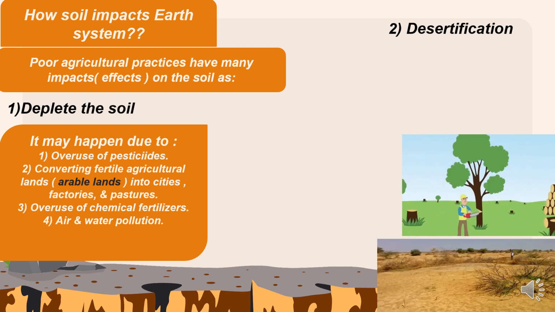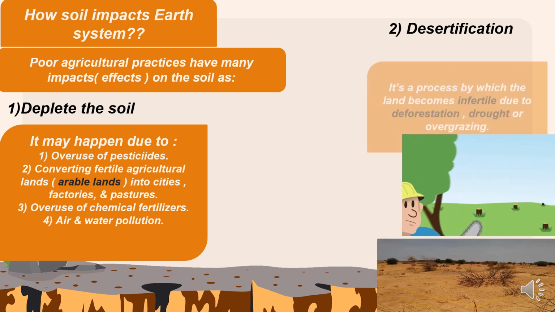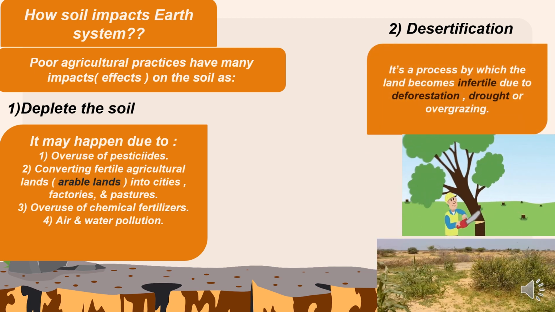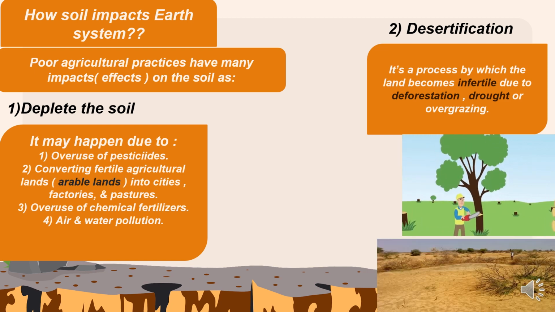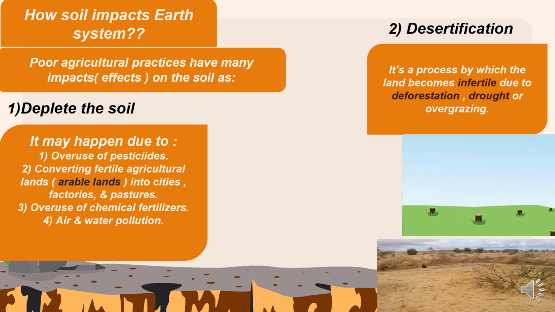All of these can be considered as causes or reasons which deplete the soil. And I also have another way, which is called desertification. Desertification, from its name, means... remember with me, primary 6, desertification.